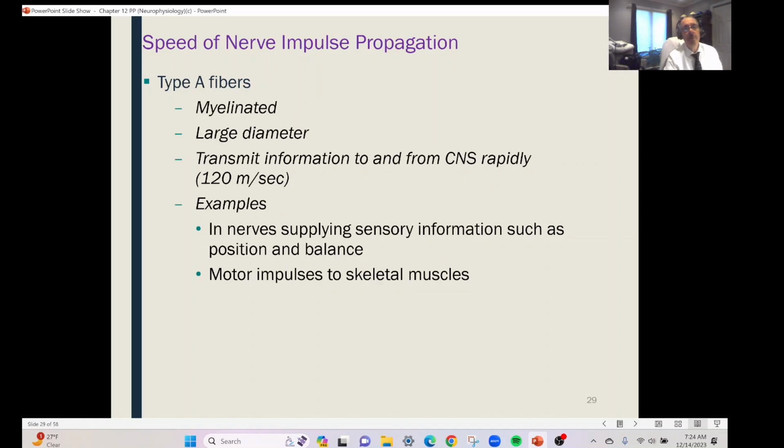Where would we find type A fibers, right? We find these in nerves supplying sensory information such as position and balance, right? So this information is going to your central nervous system from your different receptors in your body, telling the brain your position and your balance. And so a lot of sensory nerves are myelinated type A fibers. When we send out a motor response to skeletal muscles, those are also in type A fibers.